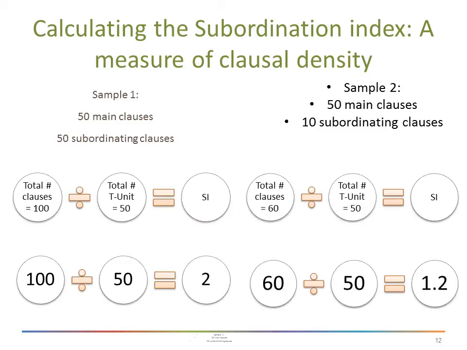Here are examples. In sample 1, we have 50 main clauses and 50 subordinate clauses. So that gives us a total of 100 clauses and 50 T units in the sample. So we have 100 divided by 50, which gives us an SI of 2. In sample 2, we have 50 main clauses and 10 subordinating clauses. So we have 60 clauses in total and a total of 50 T units. So our calculation becomes 60 divided by 50, which gives us an SI of 1.2. So sample 1 has a greater clausal density.